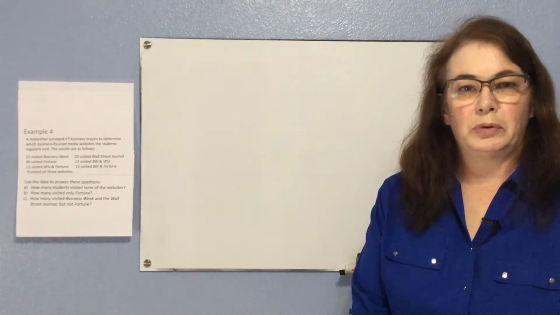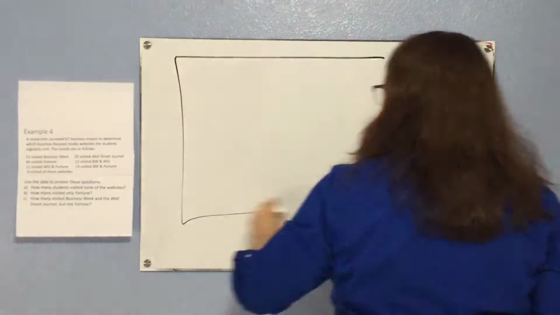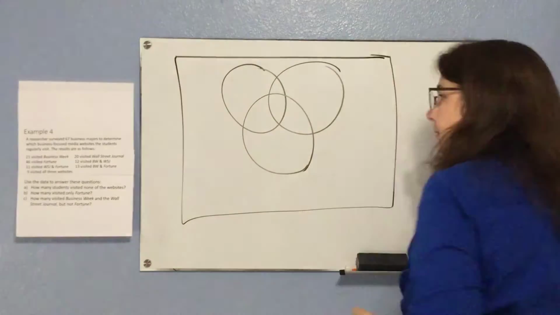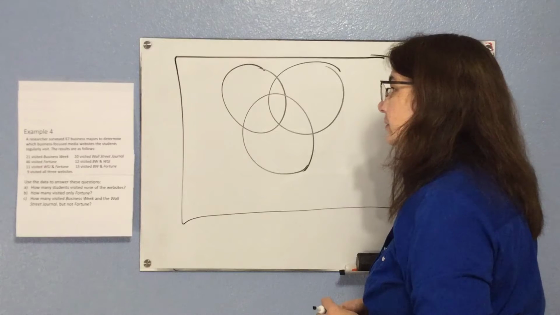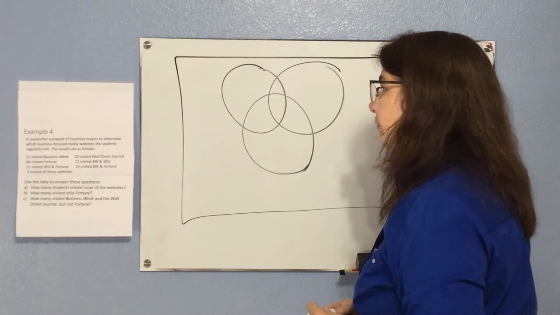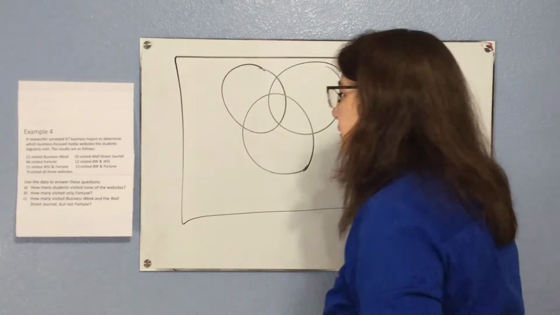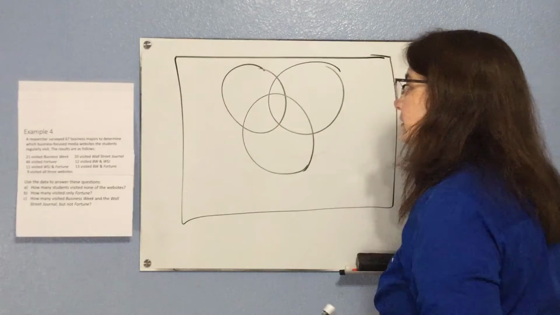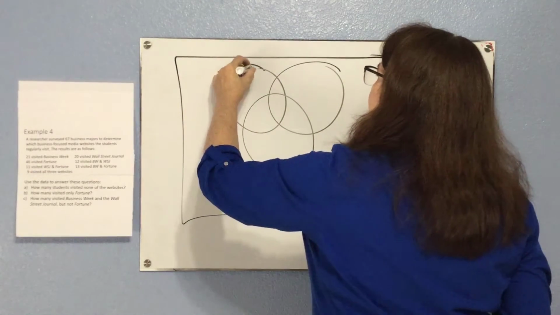In this example, we'll build a Venn diagram with 3 categories. So I'm going to start with my 3 circles. And this says a researcher surveyed 67 business majors to determine which business-focused media websites the students regularly visit. The results are as follows. 21 visited Business Week. Well, that lets me know I need a Business Week circle.